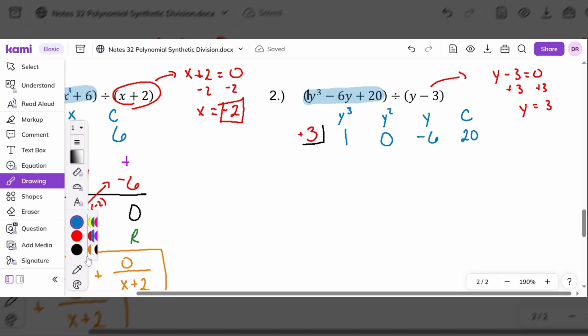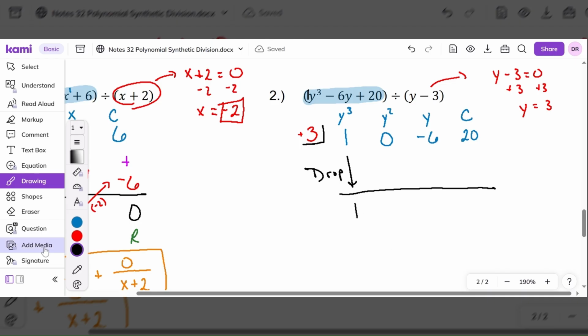What we're going to do now is we're going to draw the equal line down here, leave a gap, remember, leave a gap, and we're going to repeat those same steps. So let's try this out. Step 1, drop down. We always drop down the starting coefficient. So that would be a 1 again.